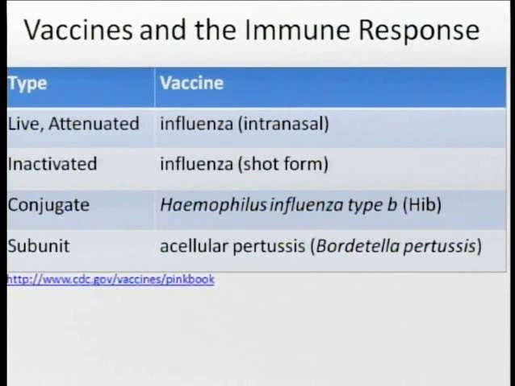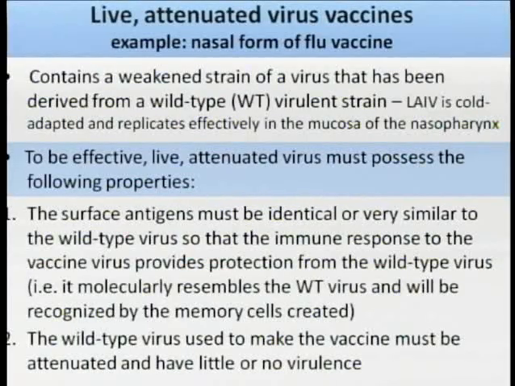So now that we have kind of a solid basis of all of the adaptive immune system, we're now going to talk a little bit about vaccines and the immune response. And I've chosen, again, 4 types of vaccines I'd like to discuss with you, and then an example of each of these vaccines that you're most likely familiar with. So we'll talk about live attenuated, inactivated vaccines, conjugate vaccines, and subunit vaccines. And we're going to talk about them in the context of how the immune system responds to these types of vaccines.